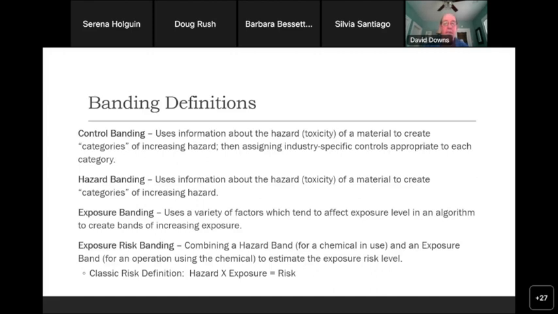Second is hazard banding. In this case, we're using information about the hazard or toxicity of material to create categories of increasing hazard. And we'll talk about the difference between this and control banding as we go forward as well. Then there's exposure banding, where what we're trying to do is use a variety of factors which tend to affect the exposure level in an algorithm to create bands of increasing exposure.